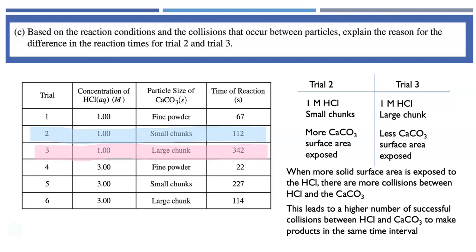And that's really the key point you needed to make here. If there's a higher number of successful collisions between hydrochloric acid and calcium carbonate in the same time interval, I'm going to make more products. And that's really the gist of what your answer needed to be. All right, so trial 2 needs less time to reach completion compared to trial 3. And it's all about more collisions because there's more surface area. And those are the key points you needed to make here. It was 1 point for more surface area in trial 2 than in trial 3, and the other point for more collisions in trial 2 than trial 3 between the HCl and the calcium carbonate. And that's really the key.